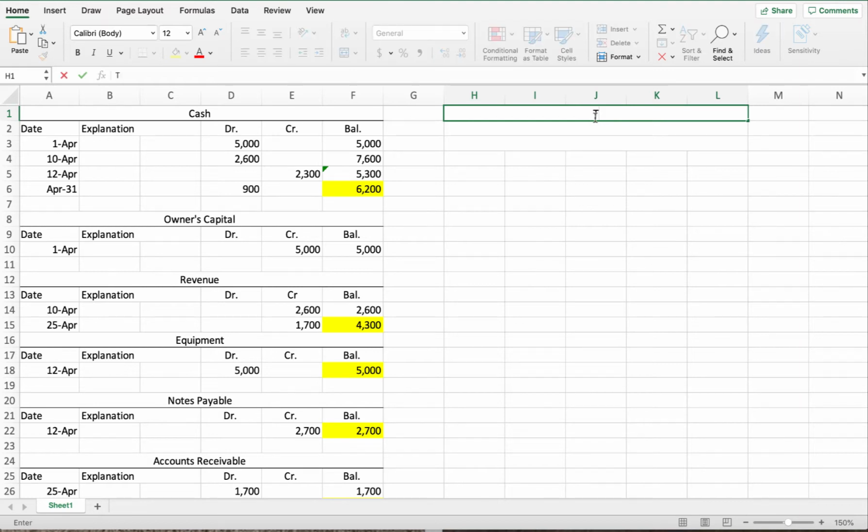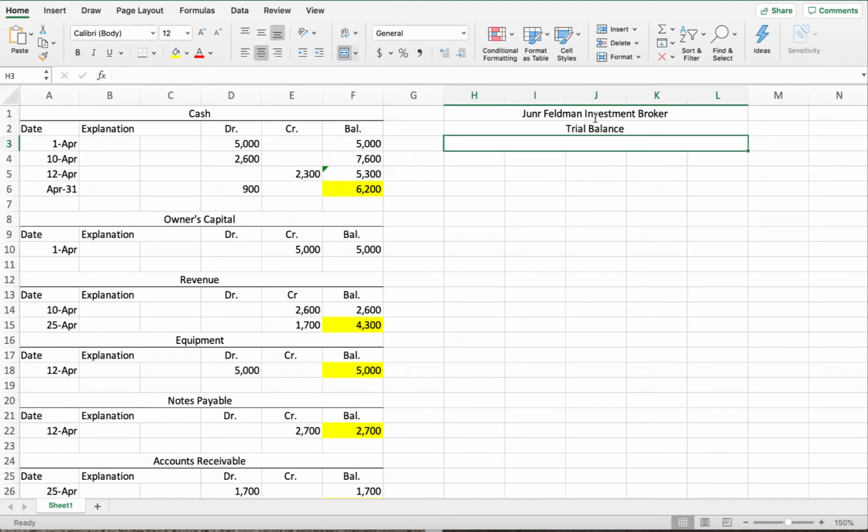So I can say the company's name, which is June Feldman, investment broker. Here's that we are doing the trial balance. And this is as of, remember the problem's August. Don't ask me why I typed in April. August 31st, 2017. Okay? So now I can go ahead and list my assets, right?